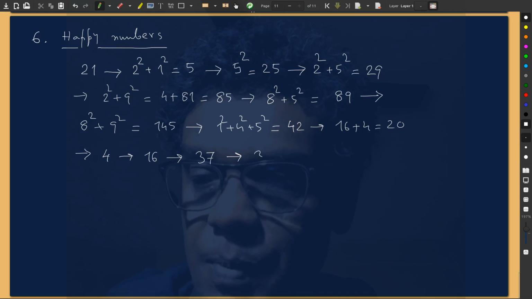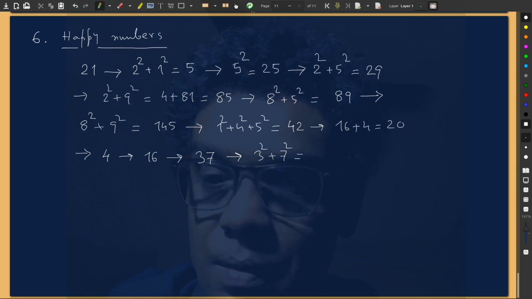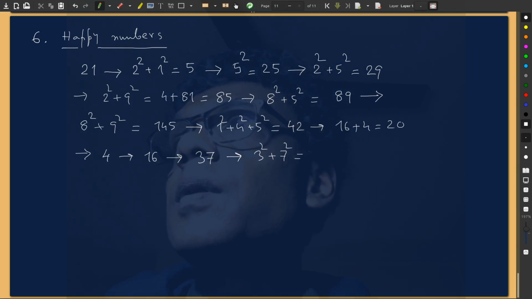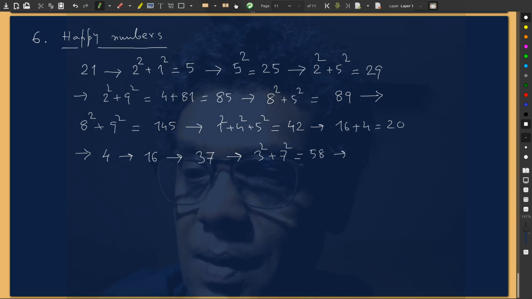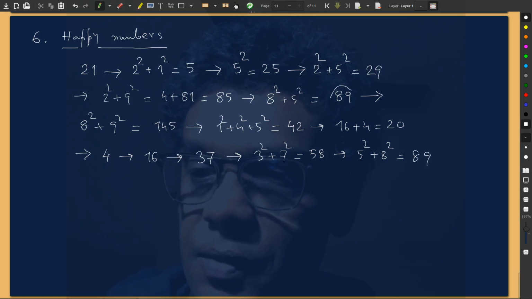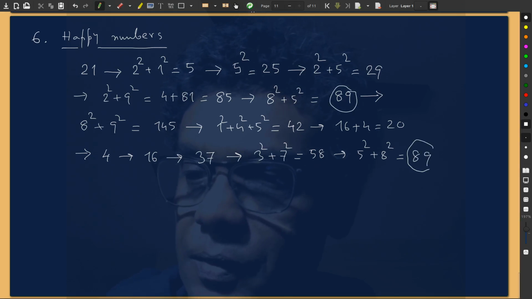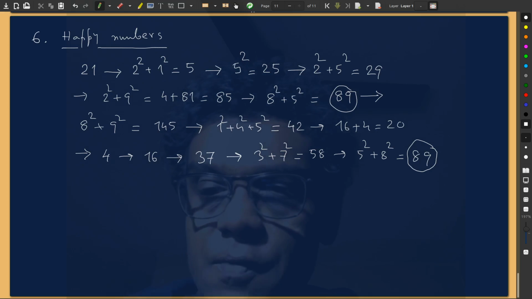Then 3 square plus 7 square, 58. Then 5 square plus 8 square, which is essentially the same as this. So you get the same thing. So this is same as this. Okay. So if I repeat this procedure, I will eventually end up in a loop.